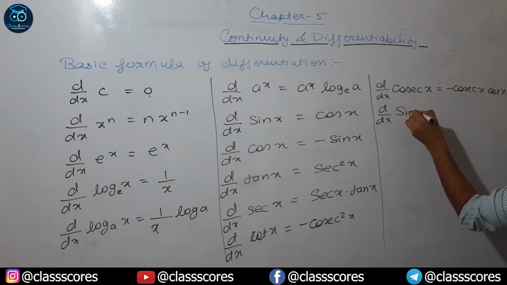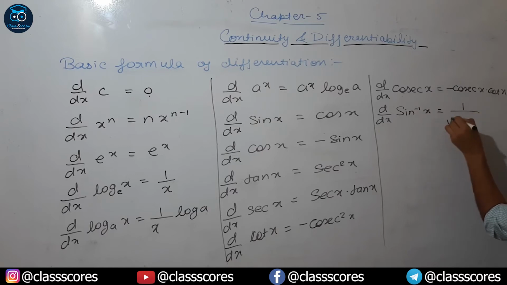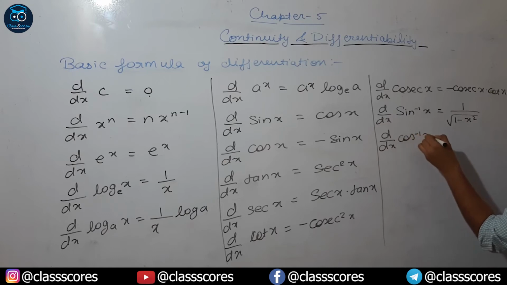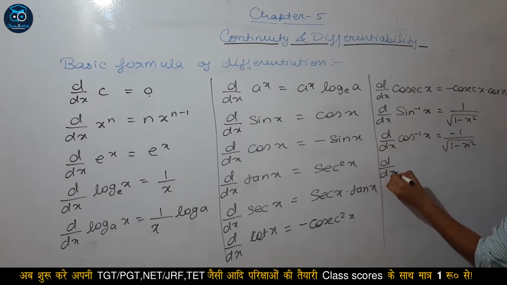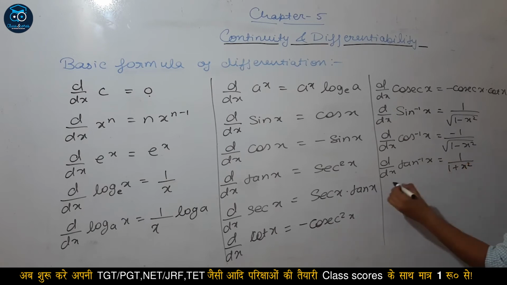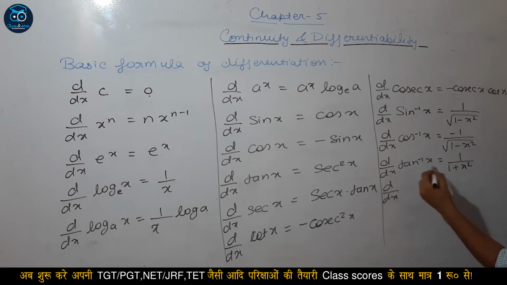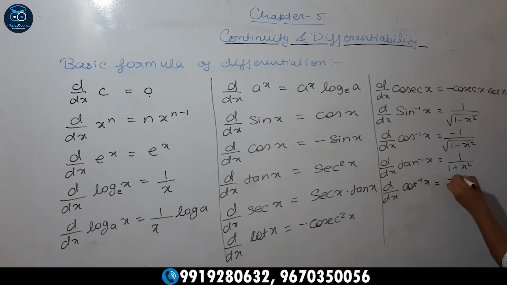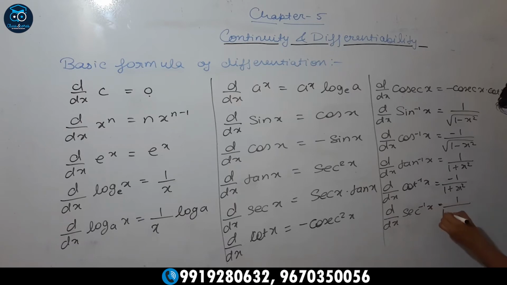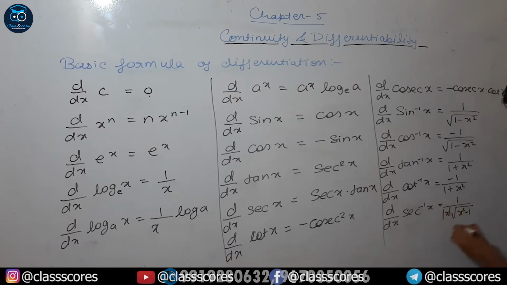Now moving towards inverse trigonometric terms. d upon dx of cos inverse x is minus 1 upon root of 1 minus x square, d upon dx of tan inverse x is 1 upon 1 plus x square, and d upon dx of sec inverse x is 1 upon x root of x square minus 1.